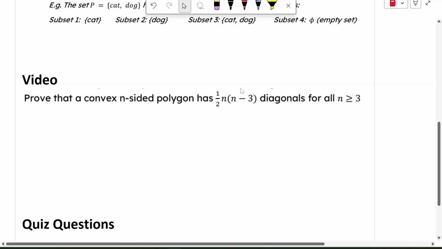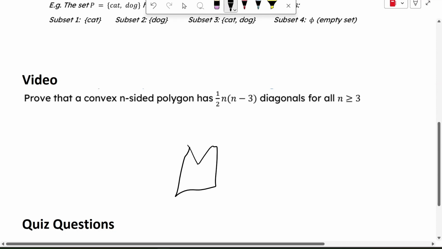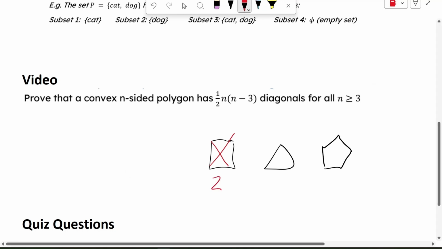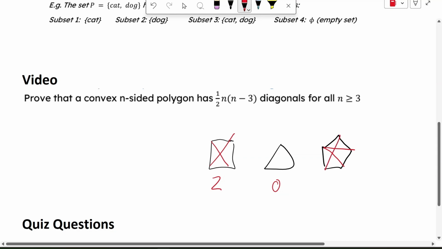So convex n-sided polygon means that we're not allowed to have anything like that, because that would be too big of an angle. A convex n-sided polygon might be, I don't know, a square, a triangle, or a pentagon, or something like that. And if you look at the square, you can see that it's got 2 diagonals. That triangle actually has 0 diagonals, because if I try and make one, I'll just be along an edge, not a diagonal. And this pentagon has, let's see, 1, 2, 3, 4, and 5.